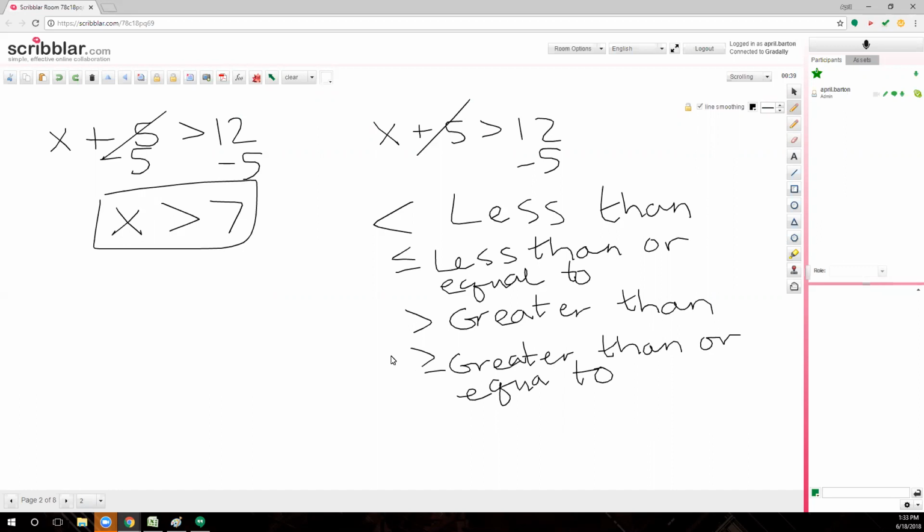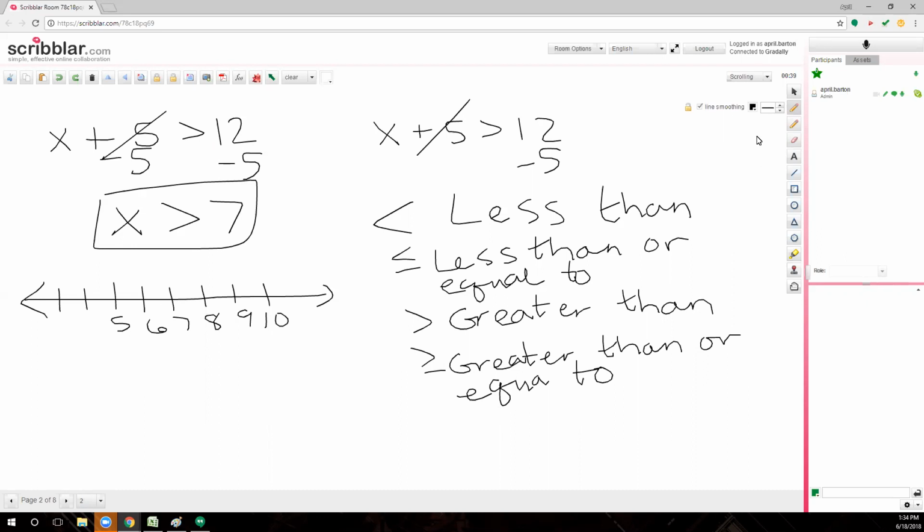So this one is just all numbers bigger than 7. We can have our answer written like this. This is the algebraic format, but we can also draw a picture of it. You can draw out a number line, and on the number line we can draw a picture representing all the numbers bigger than 7.